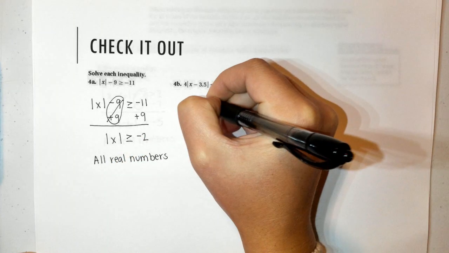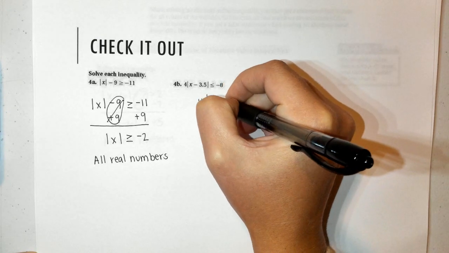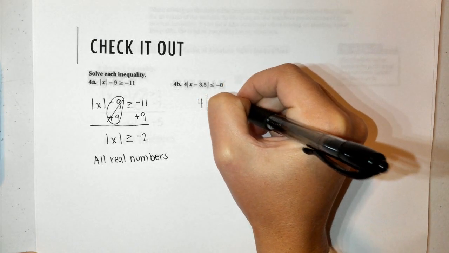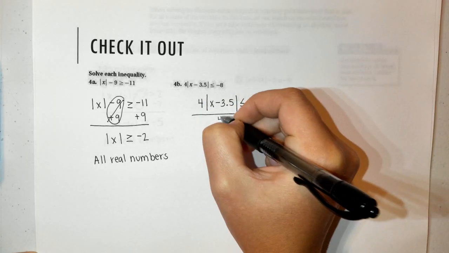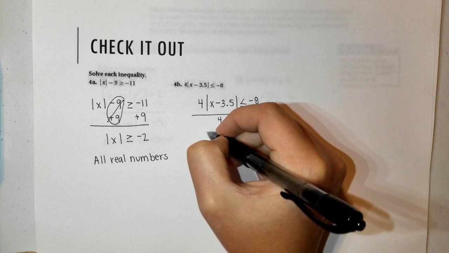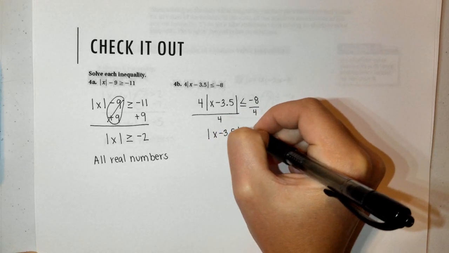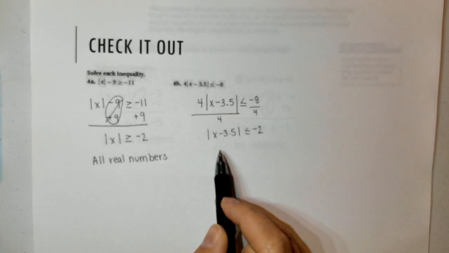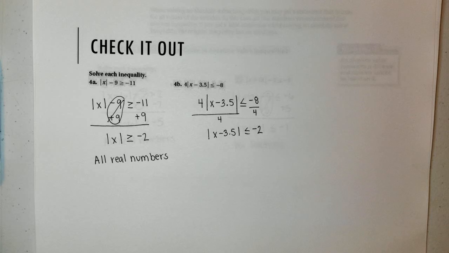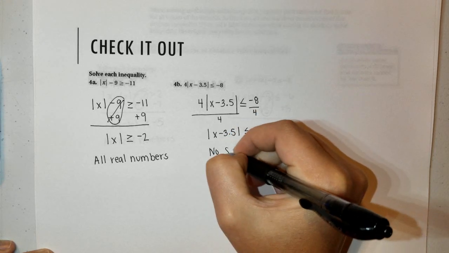For B, we have 4 times the absolute value of x minus 3.5 is less than or equal to negative 8. So first I'm going to divide both sides by 4. So I have the absolute value of x minus 3.5 is less than or equal to negative 2. An absolute value can't be smaller than a negative number because it's always going to be positive. So in this case, there is no solution.